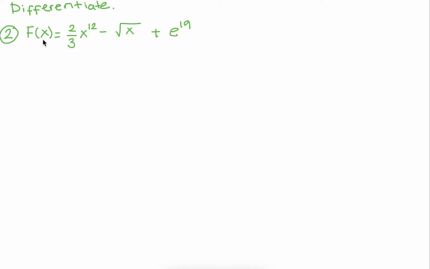We are looking for the derivative of big F of x. So we're looking for the derivative with respect to x, and the power rule will come in handy, so I will write it here. We know that the derivative of x to the n with respect to x is equal to n times x to the n minus 1.